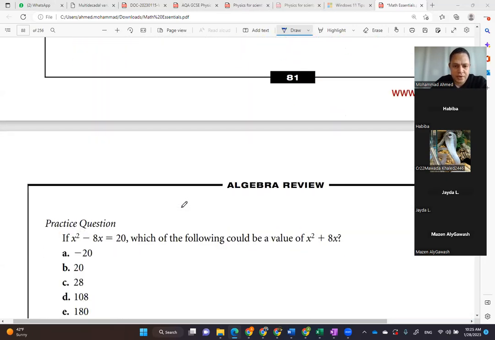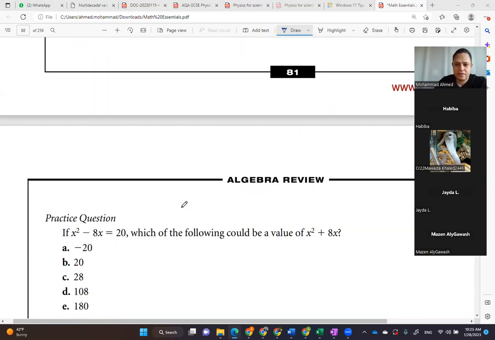So now is your part. If you have x squared minus 8x equal 20, which of the following could be a value of x squared plus 8x? So you have to find x first and then see how to answer this question. Take your time, 1 minute, and send me your answer.